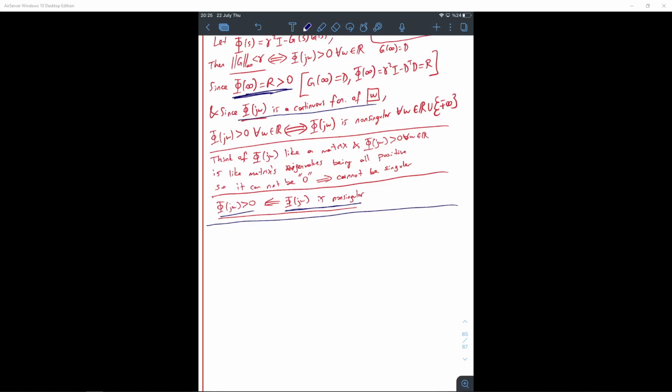And after that, phi of j omega is non-singular for omega in real if and only if phi inverse of s has no imaginary eigenvalues.